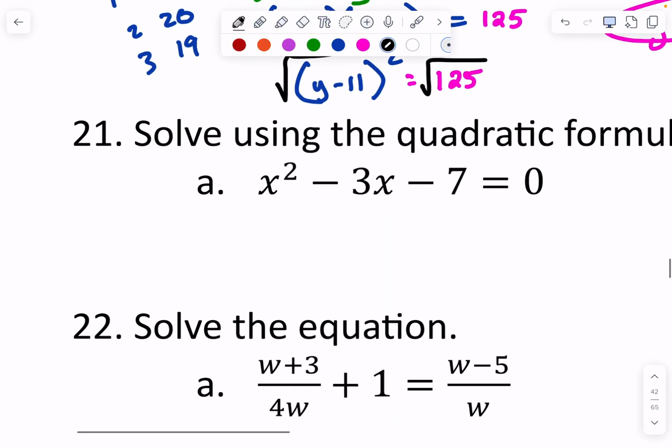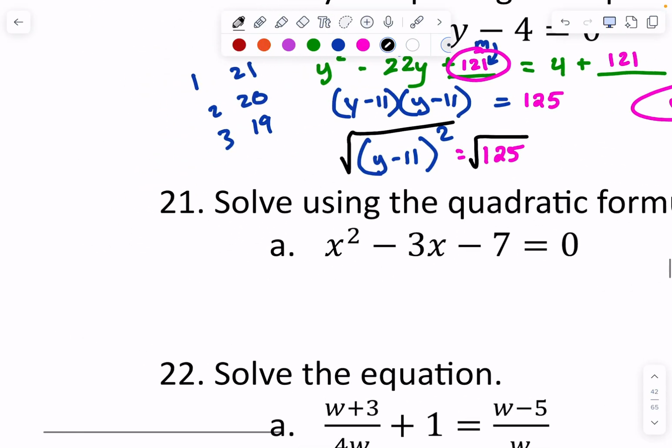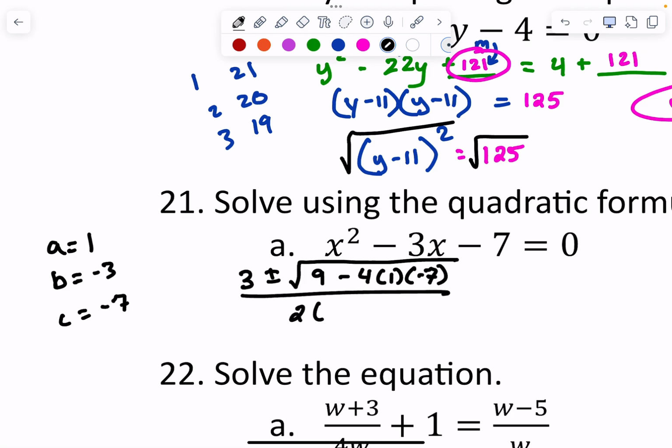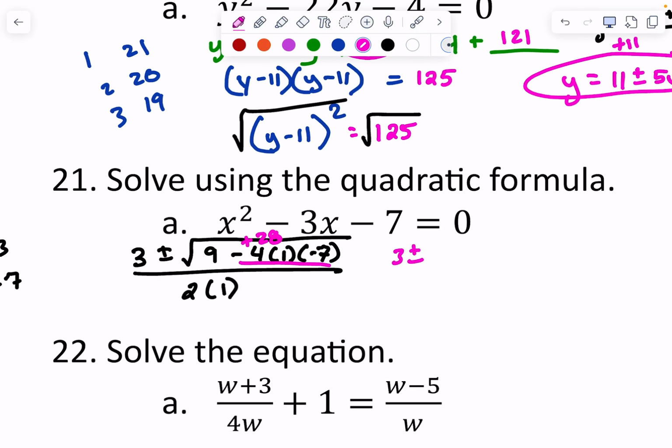21. Solve using the quadratic formula. A is 1. B is -3. C is -7, of course. And negative B would be +3 plus minus the square root of B squared, which is 9, minus 4 times 1 times -7, all over 2 times 1. Plus 28. 9 plus 28 is 37. So 3 plus minus the square root of 37 over 2.